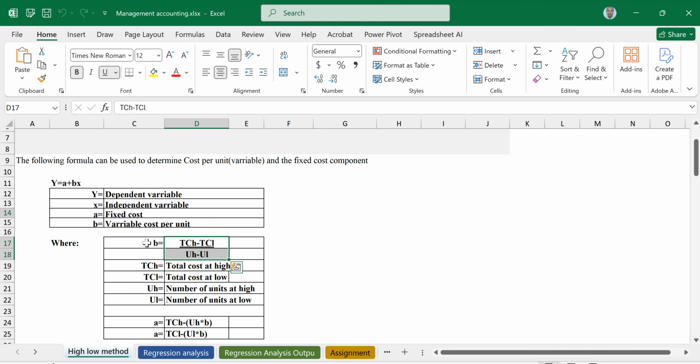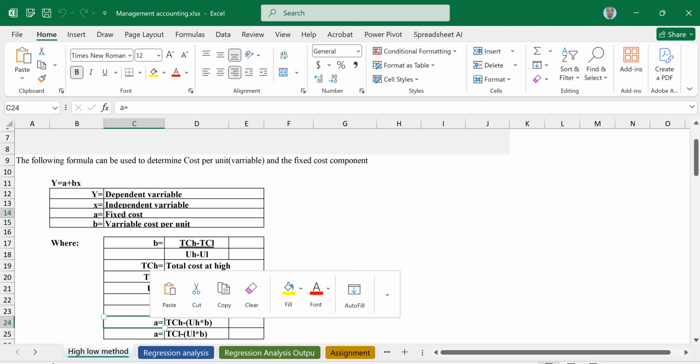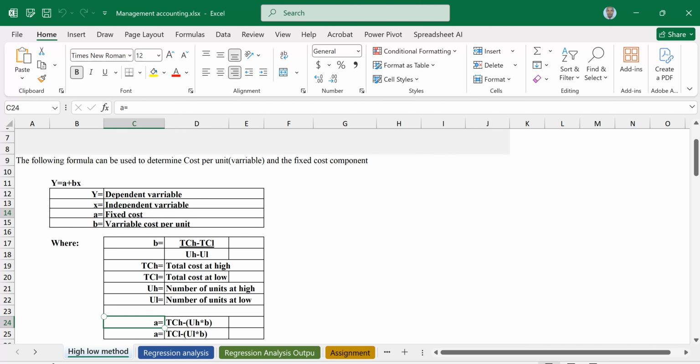Then after estimating the variable cost per unit, which is B, you are also required to estimate the fixed cost, which is A. Now there are two ways of doing that. You can use the highest level or you can use the lowest level. If you're using the highest level, then the fixed cost will be the total cost at high minus the number of units at high times the variable cost per unit. But if you are getting the fixed cost using the lowest level, then that will be the total cost at low minus the number of units at low multiplied by the variable cost per unit, which of course we would have obtained by using the method above.